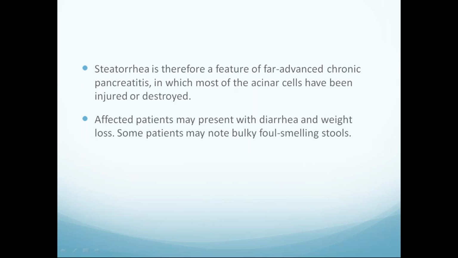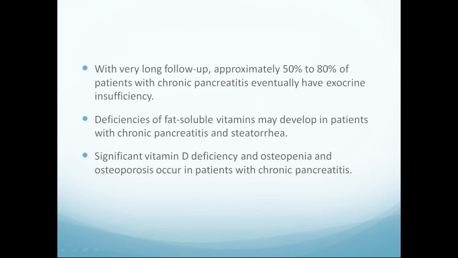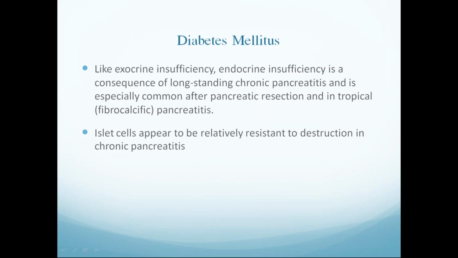So, steatorrhea is therefore a feature of far advanced chronic pancreatitis, in which most of the SNR cells have been injured or destroyed. So, affected patients may present with diarrhea and weight loss, and some patients may pass bulky foul smelling stools. Okay, with very long follow-up, approximately 50% to 80% of patients with chronic pancreatitis eventually have exocrine insufficiency. Deficiency of fat-soluble vitamins may develop in patients with chronic pancreatitis and steatorrhea. So, significant vitamin D deficiency and osteopenia and osteoporosis occur in patients with chronic pancreatitis.